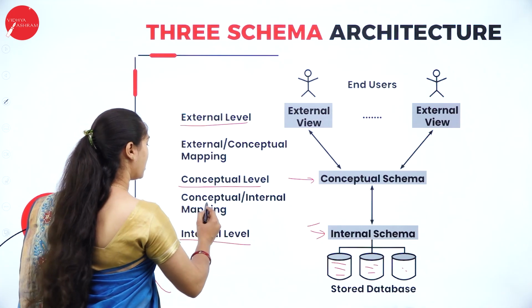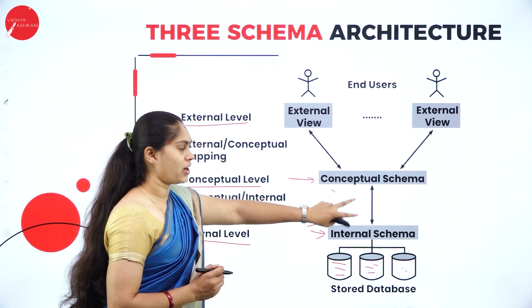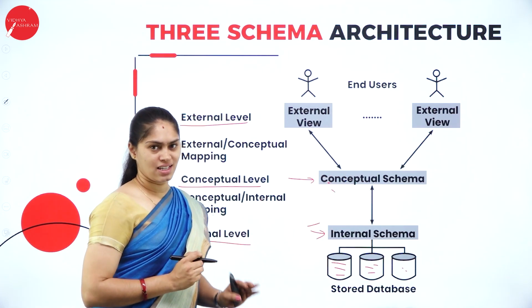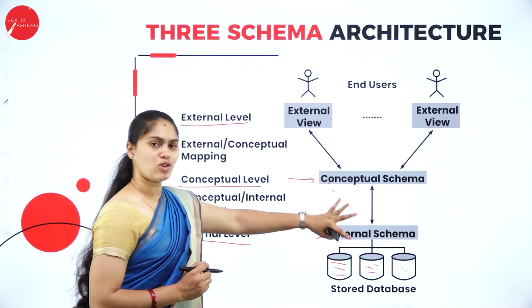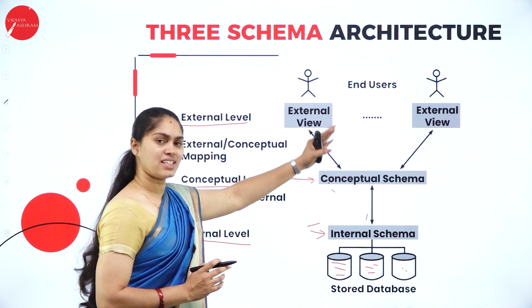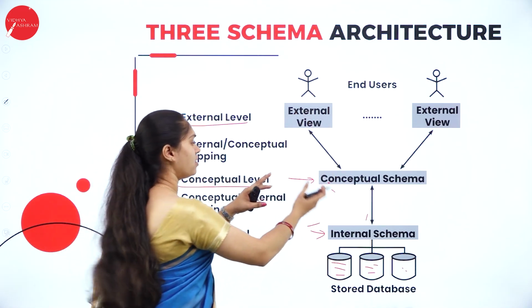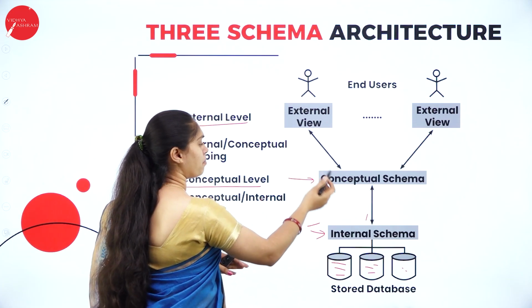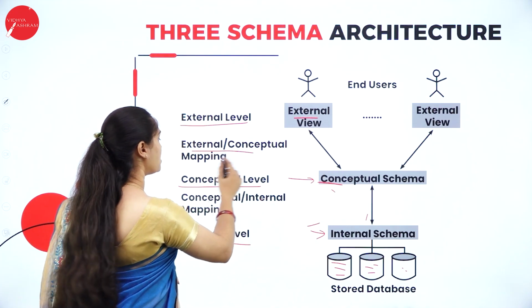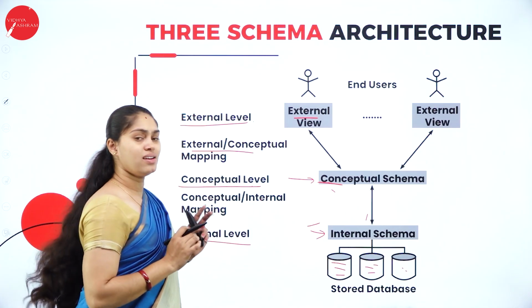So for that you can see here the conceptual or internal mapping. The mapping or exchanging of data takes place between the conceptual as well as the internal schema. When it is exchanged, you can see these are all bidirectional. We have an exchange of data from one level to another level. Again, we should have a mapping between the conceptual as well as the external level, that we can see between the external level as well as the conceptual level.